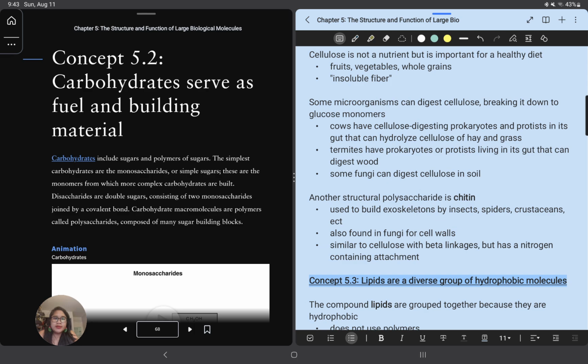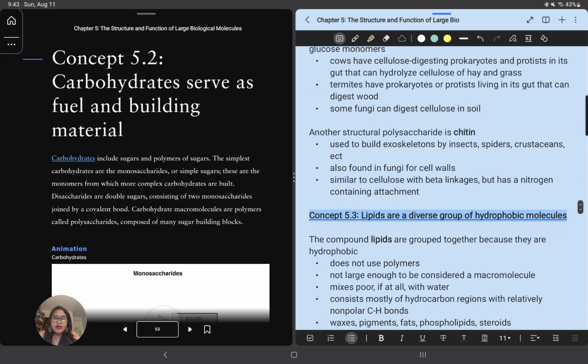Some microorganisms can digest cellulose, breaking it down to glucose monomers, such as in cows, which have cellulose-digesting prokaryotes and protists in their gut, so they can hydrolyze the cellulose of hay and grass. Termites have prokaryotes or protists living in their gut that can digest wood, and some fungi can digest cellulose in soil. Another structural polysaccharide is chitin.